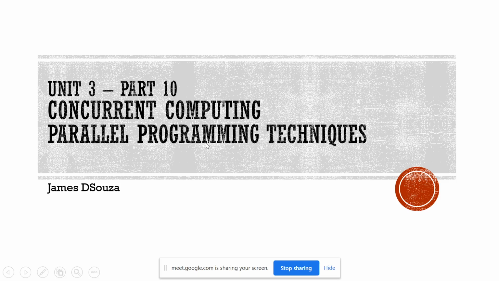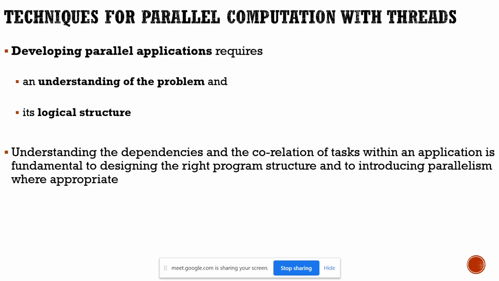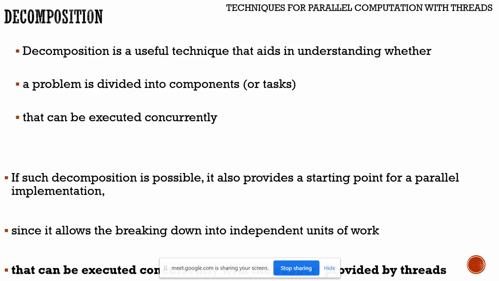So parallel programming techniques in concurrent computing. Developing a parallel application requires you to understand the problem and its logical structure. If you're writing a parallel application, you have to know what type of problem you're solving and whether you can make it parallel, right? Some things cannot be made parallel if there is a dependency. If there is too much dependency, it is difficult to make it parallel. There's no sense in making it parallel.